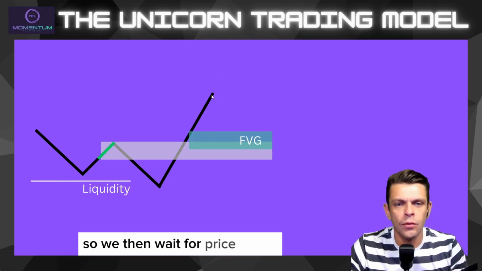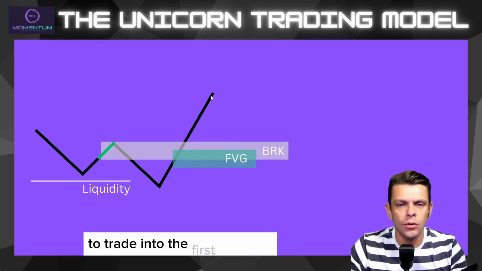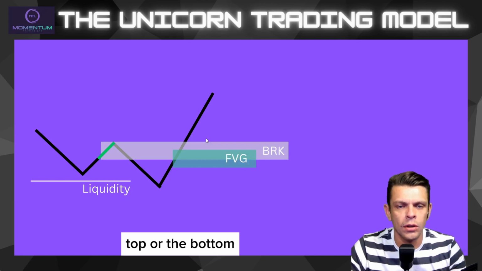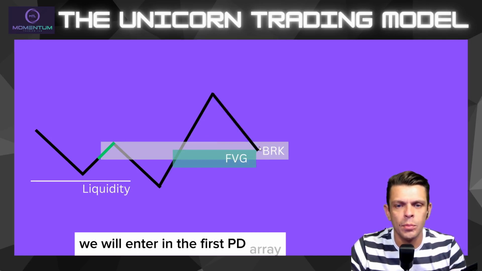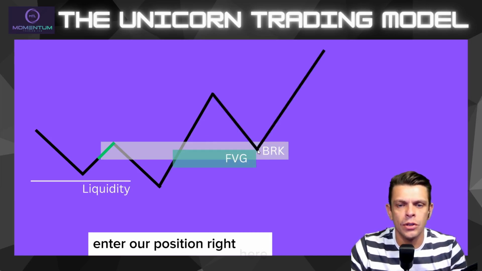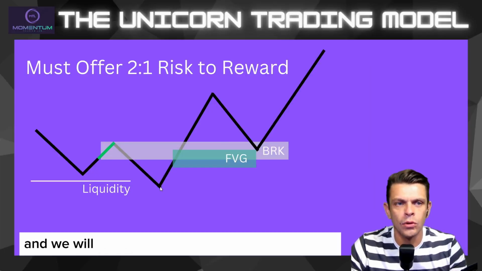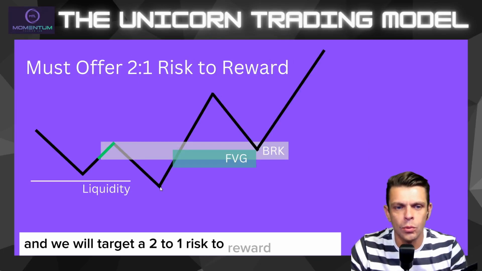We then wait for price action to trade into the first PD array. It doesn't matter if the fair value gap is at the top or the bottom. We will enter our position in the first PD array, right here, with our stop loss at the low, and we will target a 2-to-1 risk to reward ratio.